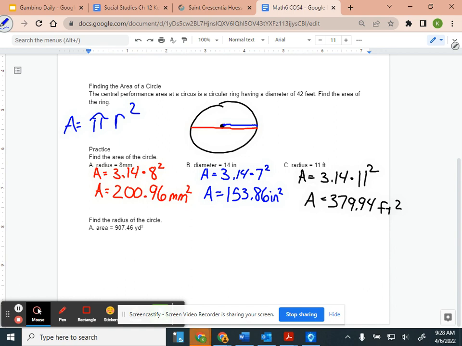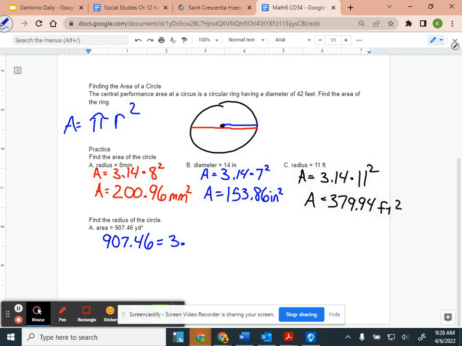Last one. This time, they give us the area, and we have to find the radius. So how would I set this equation up if my area is 907.46 yards squared? Wouldn't you do 907.46 divided by 3.14?